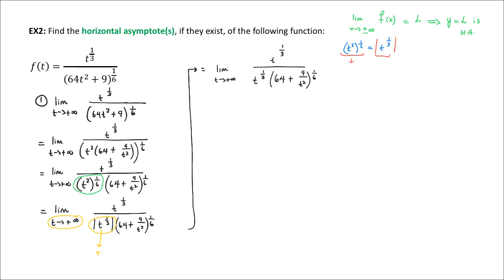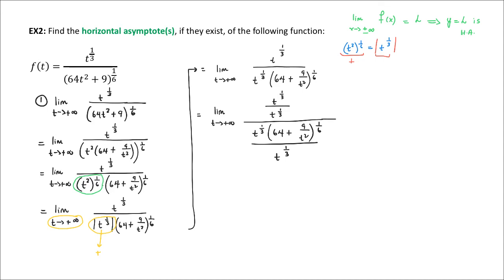Let's continue this case. Now that I got rid of the absolute values, we're going to do the same division process. We're going to look at the denominator. We're going to look at this factor that is completely by itself that came from the inside. And we are going to divide numerator and denominator by t to the 1/3, just as we did before. So this will be the limit as t approaches positive infinity, t to the 1/3 divided by t to the 1/3, divided by t to the 1/3 times 64 plus 9 over t squared to the 1/6 divided by t to the 1/3.